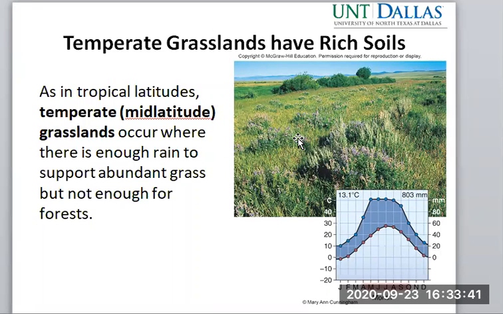When the dead leaves accumulate on the surface, and you all know that when there is some litter collected on the surface, microorganisms try to decompose that litter, and that's how they make the soil organic-rich in temperate grasslands. Because of this rich soil, many grasslands have been converted to farmland.